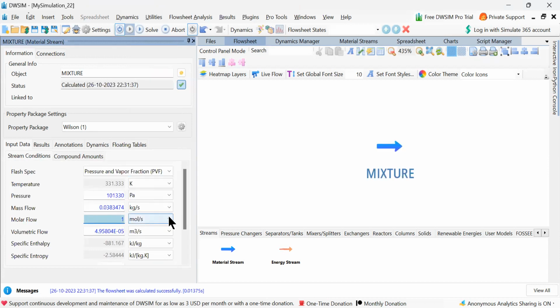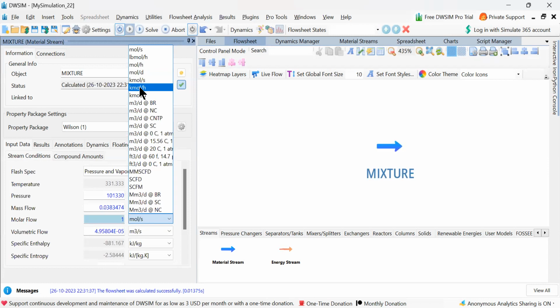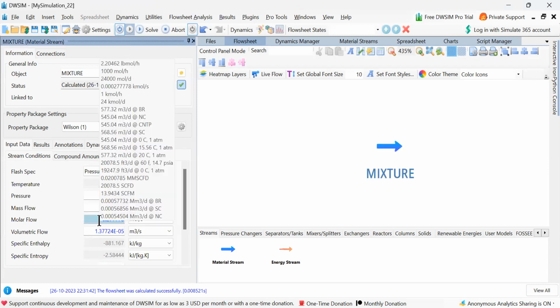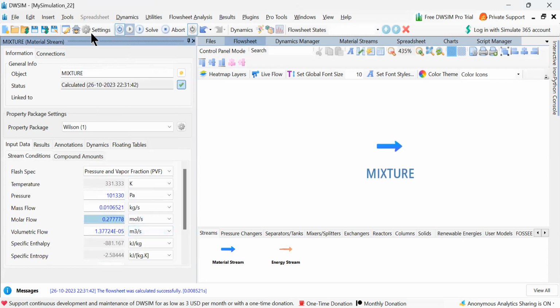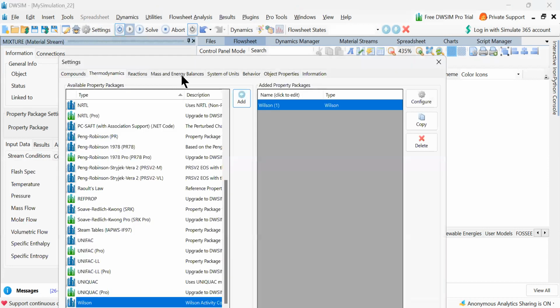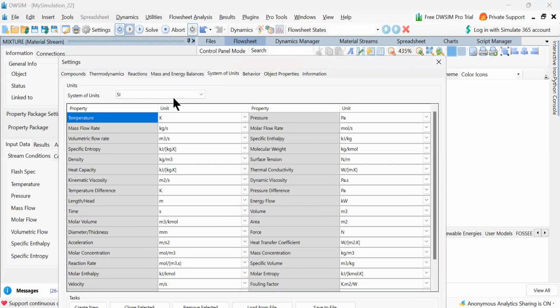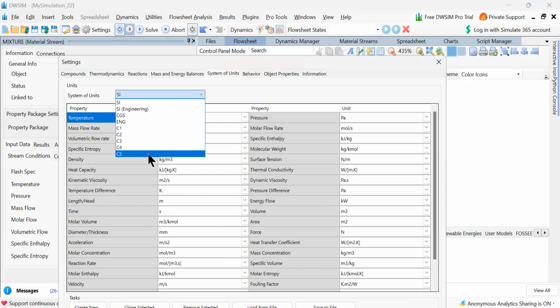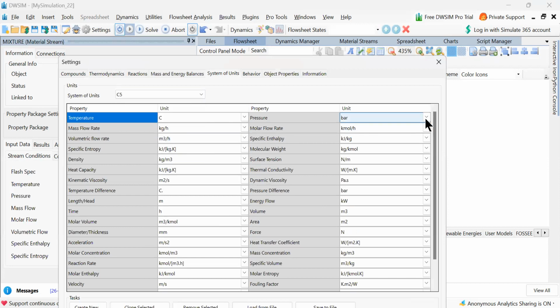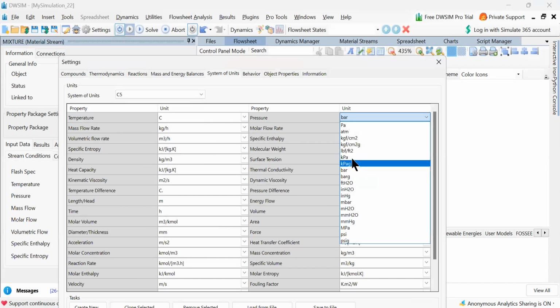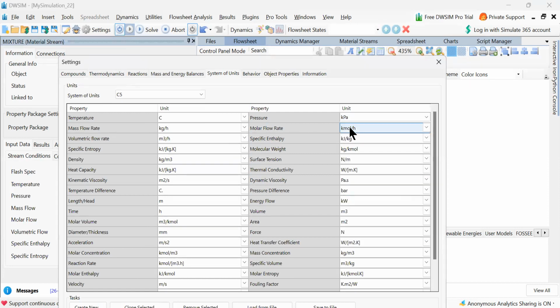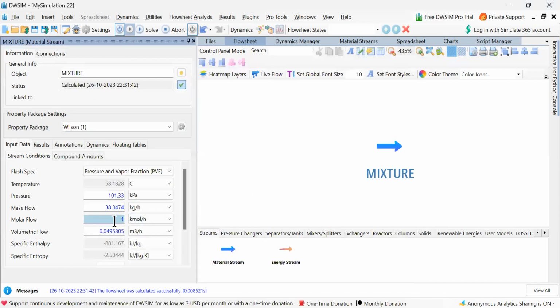It had just taken moles per second. Let me take kilomole per hour. Yeah, so it has converted. Or I go to settings, I go to system of units, and I choose this as the C file, wherein I can change the pressure to kilopascals, and the mole flow rate is kilomole per hour, which is the default. So now again I come back and check what has happened.